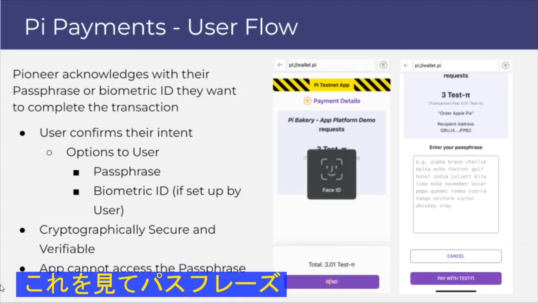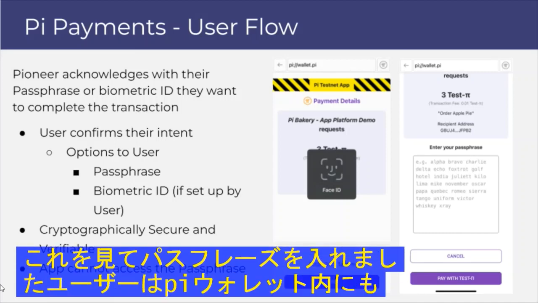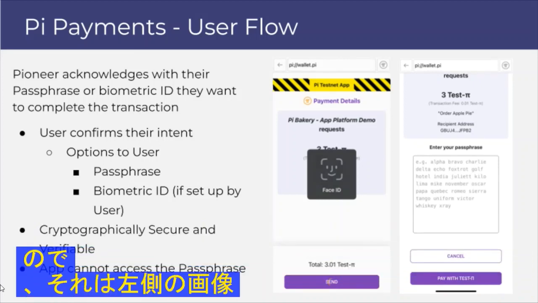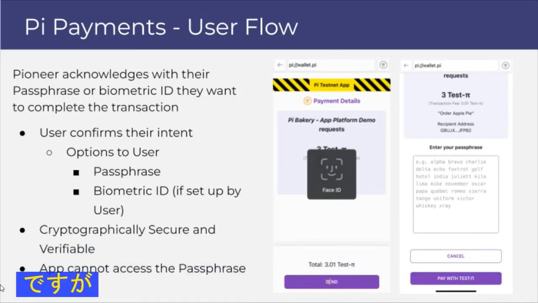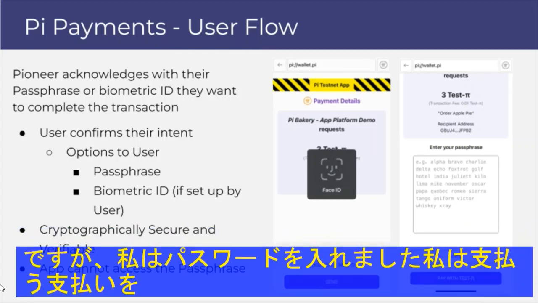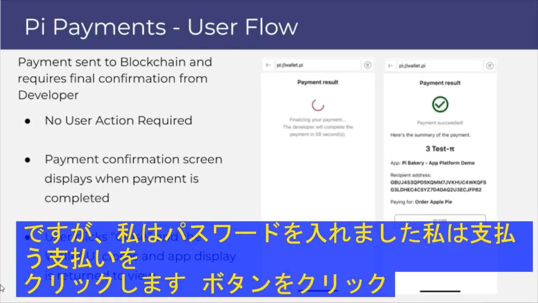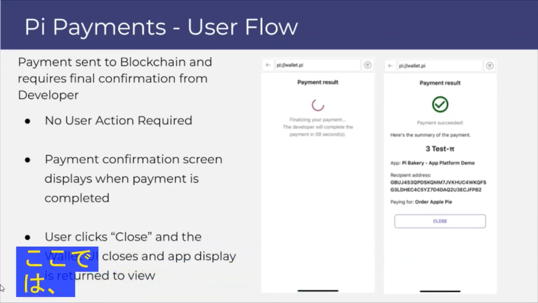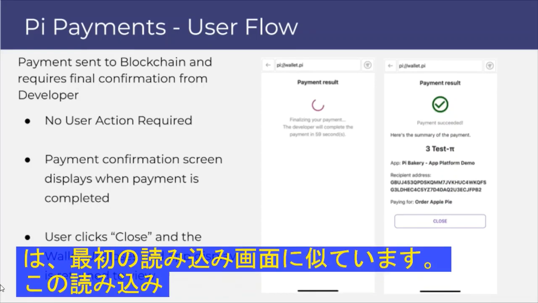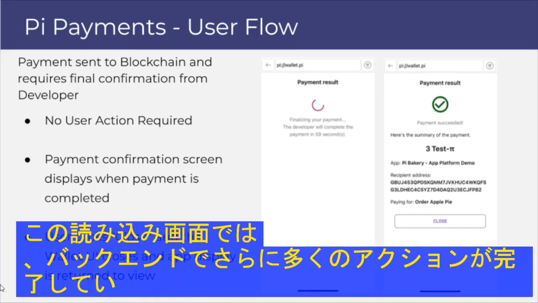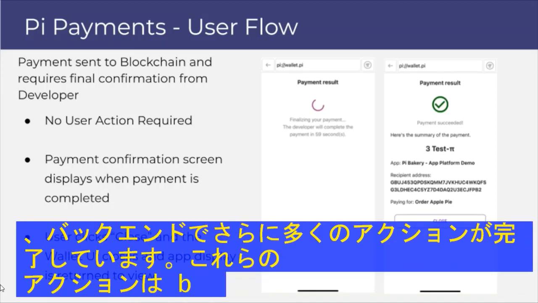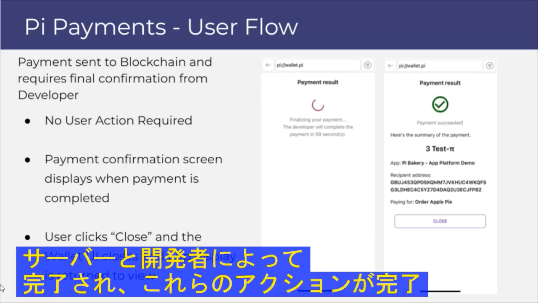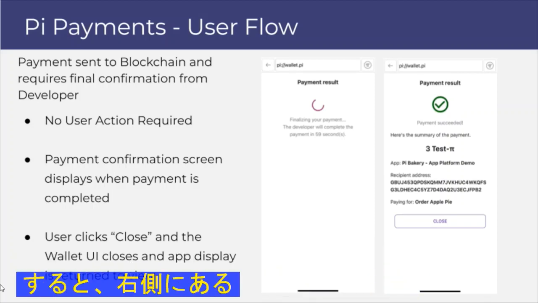I look at this, I put in my passphrase. The user also has biometric ID options as well within the Pi wallet. So that's the image on the left. But I put my passphrase in, I click the pay button, and it'll now bring me back to another loading screen, which, similar to the first loading screen, is more actions being completed on the back end. Those actions are being completed by the Pi servers and by you, the developer. And once those actions are completed, then you'll see the payment results screen that's on the right.